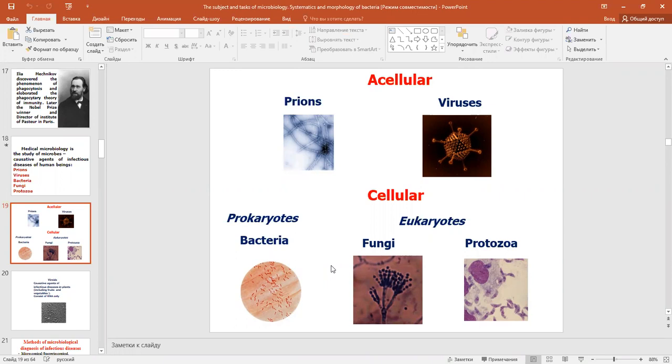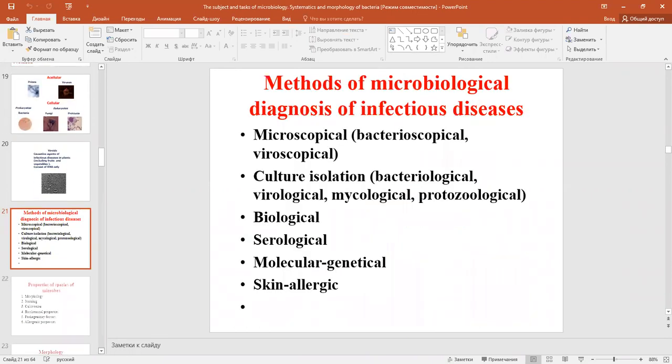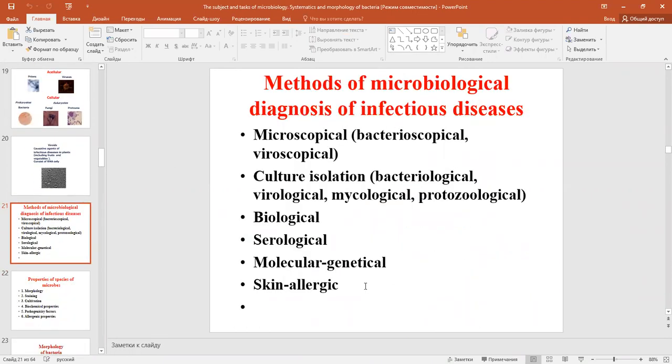So the diagnosis should be proved, and it should be proved by microbiological diagnosis. Six methods are used all over the world for microbiological diagnosis. And there are instructions for microbiological diagnosis of every infectious disease. It is written what method should be used, what specimen should be taken from the patient's body and sent to the laboratory. There are specialized laboratories: bacteriological, virological, mycological for detection of fungi, protozoological, serological, and molecular genetic laboratories.